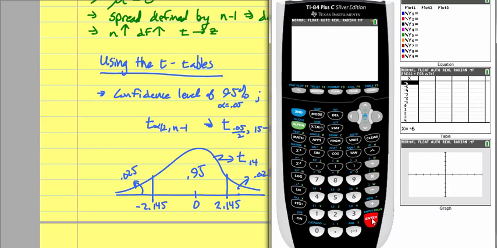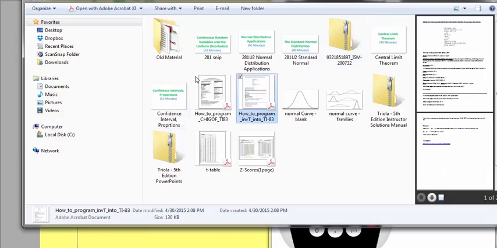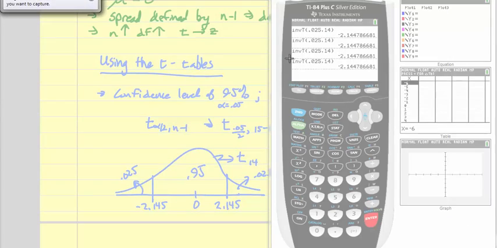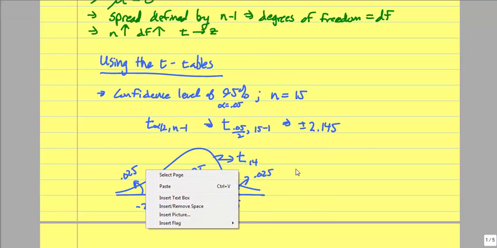And then we should be able to look up the value. And I get, whoops, I get 2 of them. We'll get 3 of them. So when we look at the value, you can see it's very similar to the value that we got from the tables. So let's go ahead and paste this in.